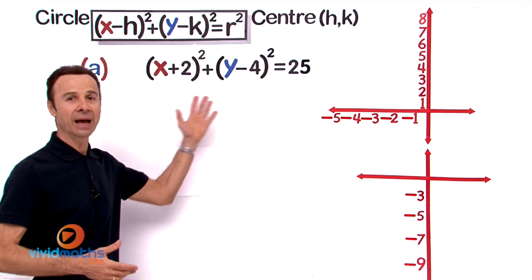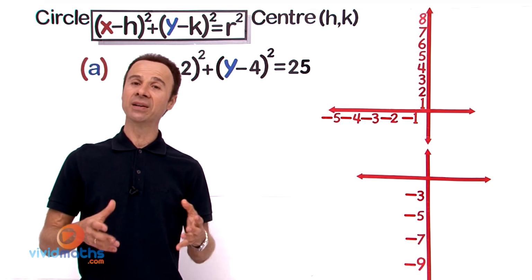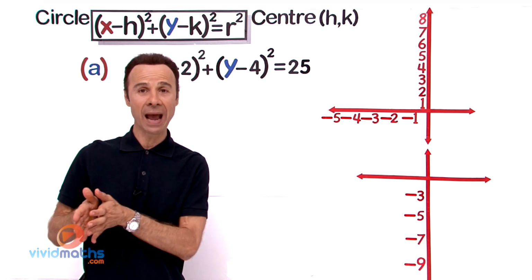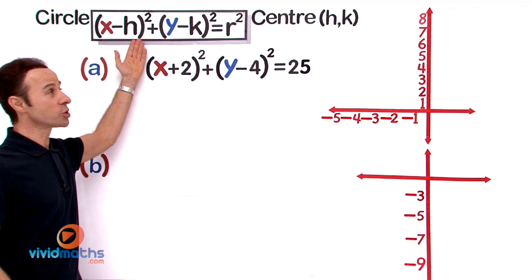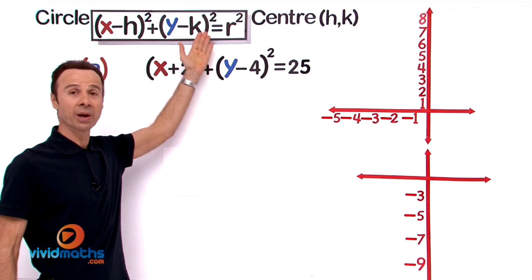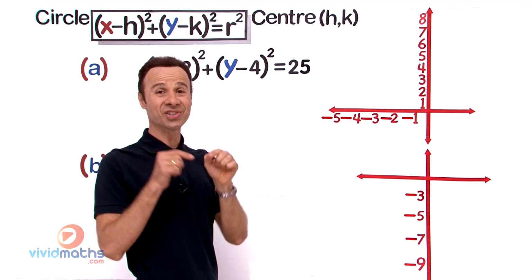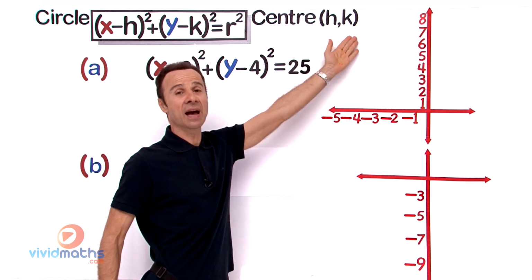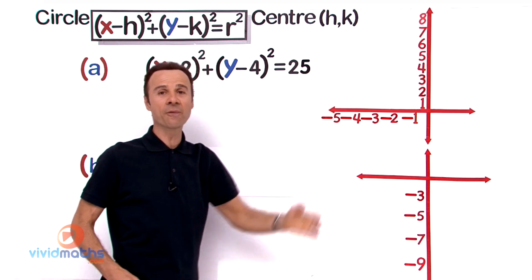First we'll look at part A, but before that let's have a look at the general equation that helps us find the center of a circle that's not at the origin. The equation is x minus h all squared plus y minus k all squared equals r squared. Of course, r represents radius, where the center is h, k. That's the x and that's the y. They're the center.